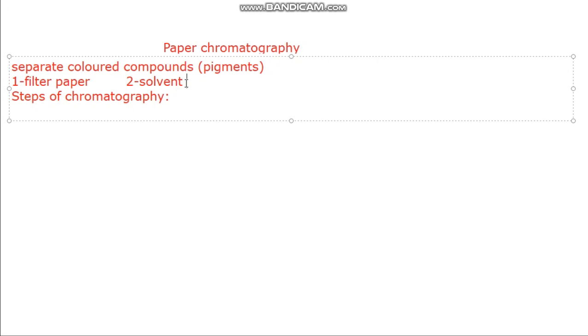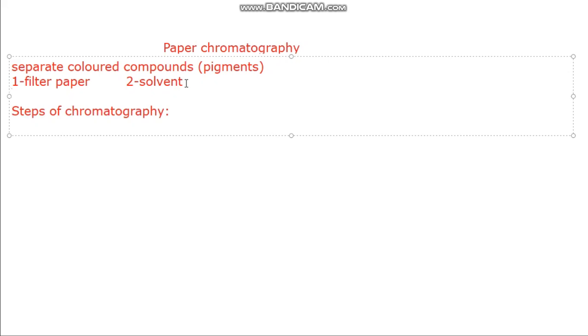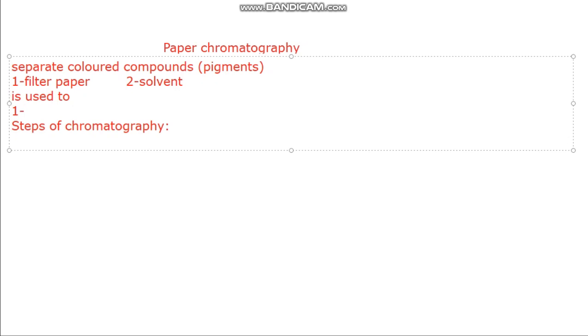Before we talk about the steps of chromatography, we say that the first use of chromatography is to identify a colored compound. If I have a colored compound and I don't know what it is, we make chromatography for this compound to identify it.